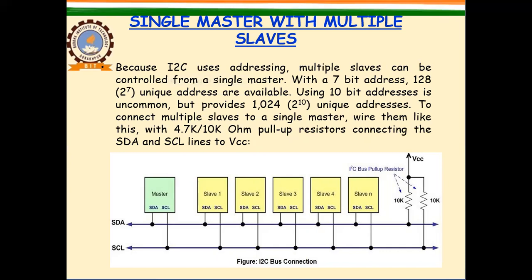So this way, multiple slaves are connected to a single master by using pull-up resistors, which have a magnitude of 4.7K or 10K. These resistors are used to connect the power supply to the SDA and SCL lines of I2C for connecting them to the microcontrollers. So this is the complete working procedure of the I2C protocol.